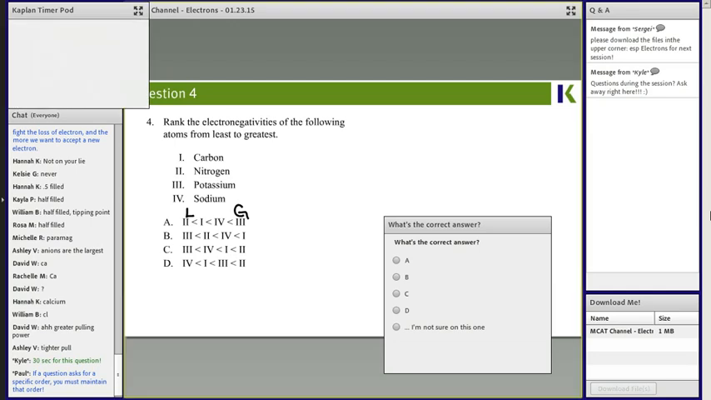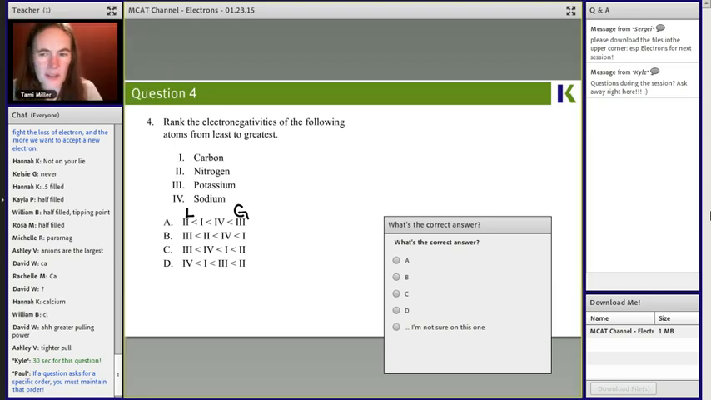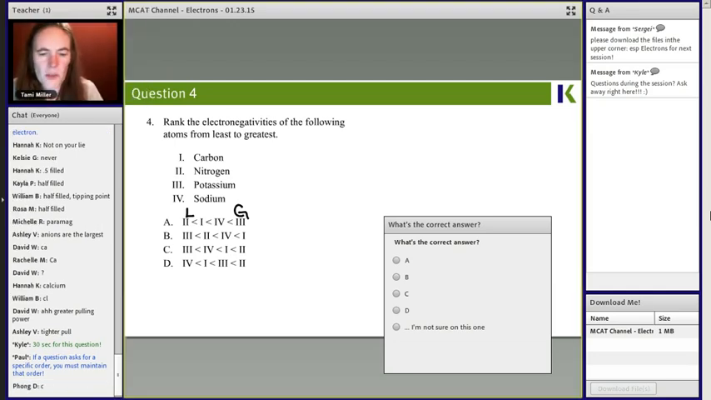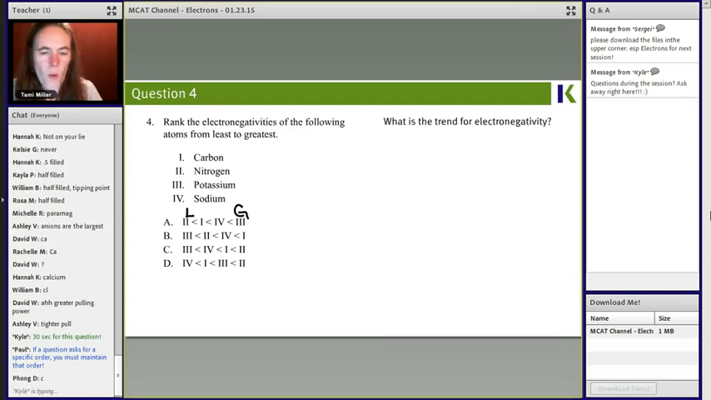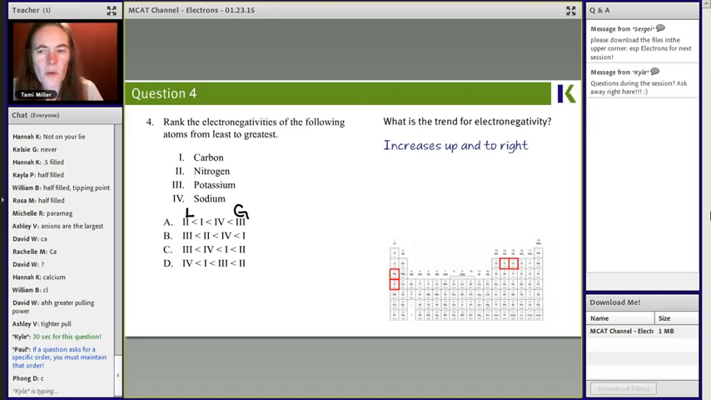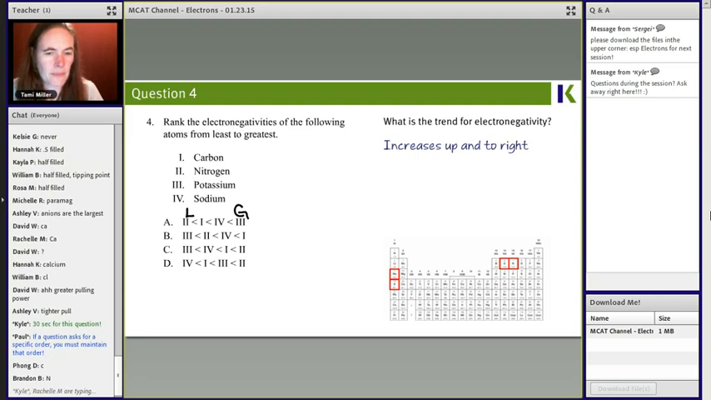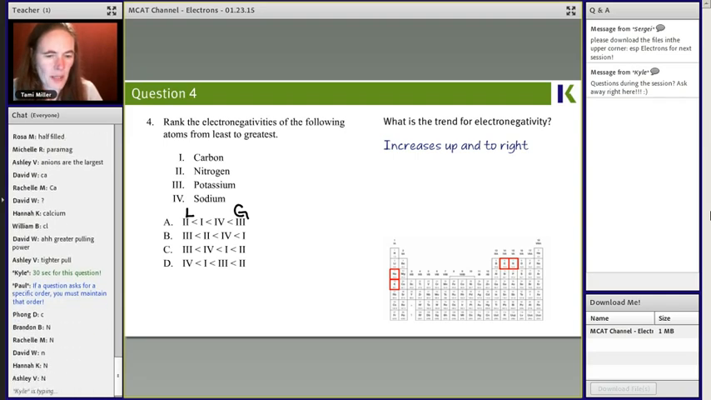All right, I will tell you 79% of us got this correct. So here's what we're looking at. And what's the trend in electronegativity? We know that it increases left to right, bottom to top. So if it increases up and to the right, let's look at carbon and nitrogen for just a minute. Which one is going to be more electronegative?